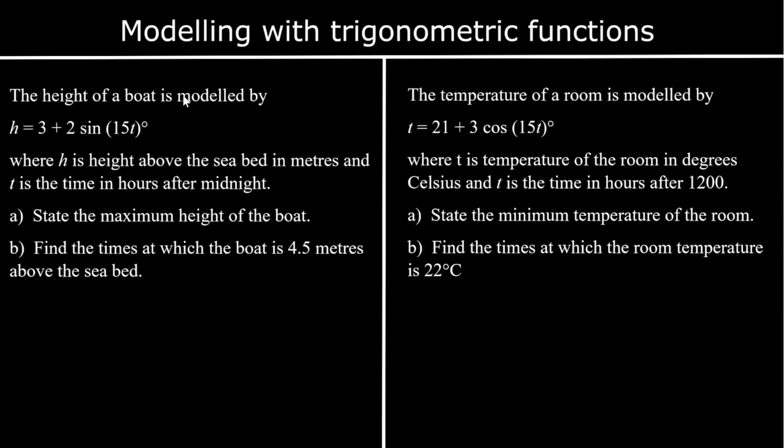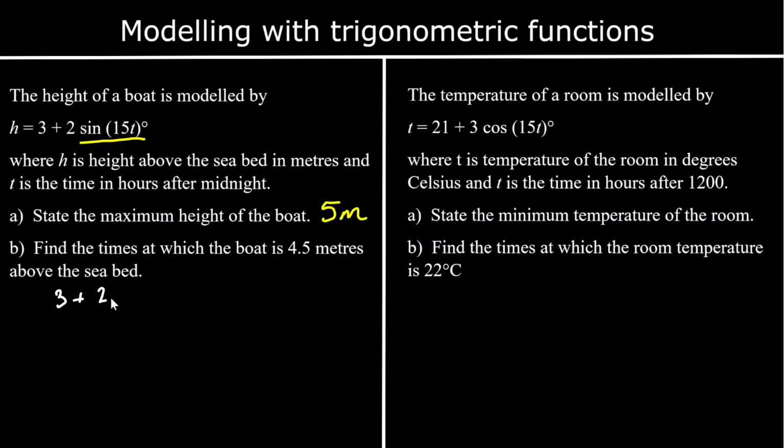So remember, the sine part can go between +1 and -1. So the biggest thing this can be is 1. So the maximum height is 3 plus 2, which is 5 metres. Find the times at which the boat is 4.5 metres above the seabed.